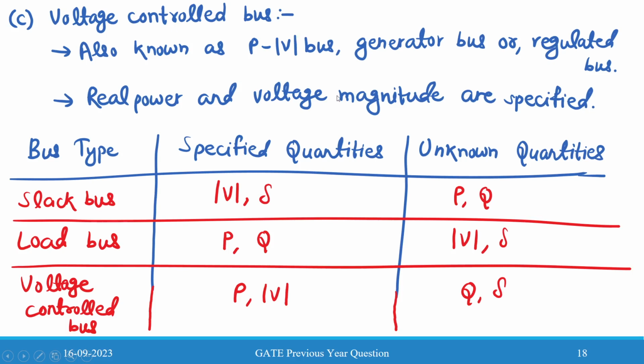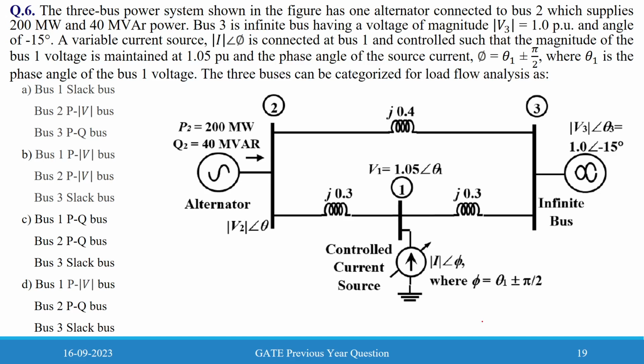And the third one is called the voltage control bus. This is also known as the PV bus, generator bus, or regulated bus. PV bus and generator bus are the most common terms, so just remember this. Here real power and voltage magnitude are specified. So there are four quantities in the load flow analysis: voltage magnitude, voltage angle, active power, and reactive power. In all three types of buses, two quantities are specified and we need to find the two unknown quantities. So I have made it in a table. For the slack bus, voltage magnitude and delta are given, and the unknown quantities are active and reactive power. For the load bus, active and reactive power are given, and voltage magnitude and delta you need to find out. And for the voltage control bus, this is also known as the PV bus, active power and voltage magnitude are specified, and Q and delta you need to find. So based on this, we can solve this problem.